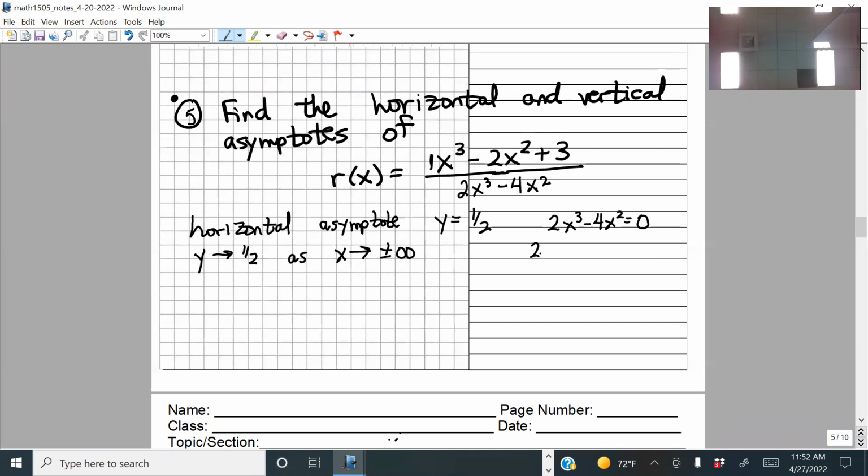Factor out 2x squared. Perfect, right? We're going to try solving this one by factoring because it does factor a little bit, right? You can factor out 2x squared. So you get 2x squared times what? X minus 2, is that right? And now your solutions are obvious, right? One solution is x equals 0. And the other one is what? X equals 2. Oh, perfect, right? So we do have a couple of vertical asymptotes at these two values.